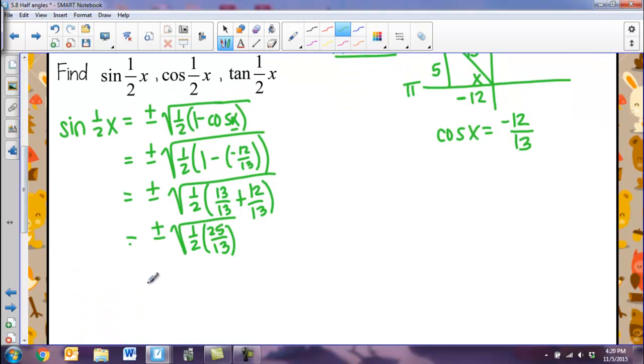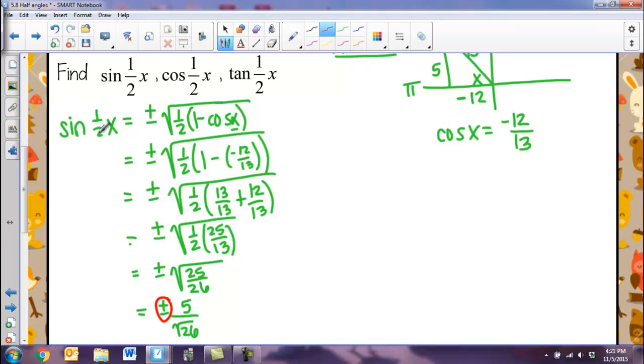Taking a little bit of work here, and then we're going to go ahead and multiply straight across, which gets me the square root of 25/26. Now when you're taking the square root of a fraction, you really are taking the square root of the top and then the square root of the bottom. And so the square root of 25 does simplify down and just be 5, and then that bottom is the square root of 26. So the last thing that we need to worry about is this piece right here, this plus or minus. And this is where it gets a little bit tricky.